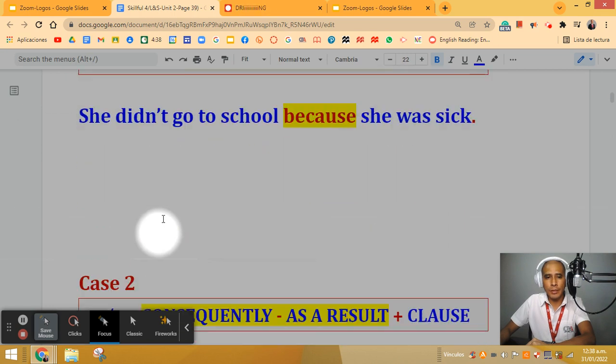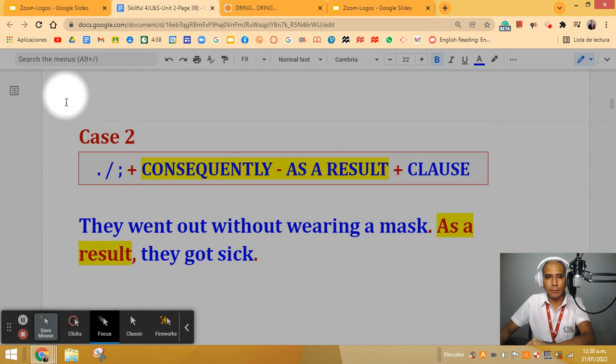Now let's continue with case number 2. In this situation, we have consequently and as a result. The main characteristic of this is that before consequently and as a result, we can have either a period or a semicolon, as you can see here in the formula. And after these words, we have a clause. Let's take a look at the example.